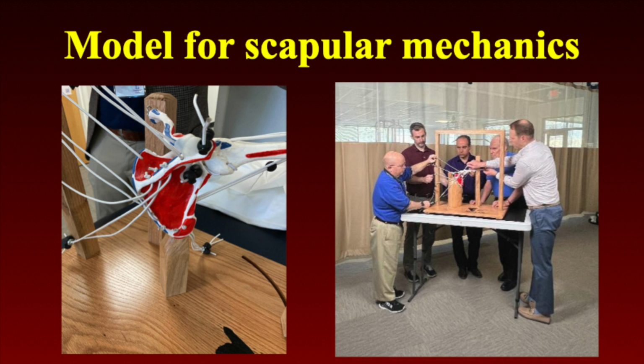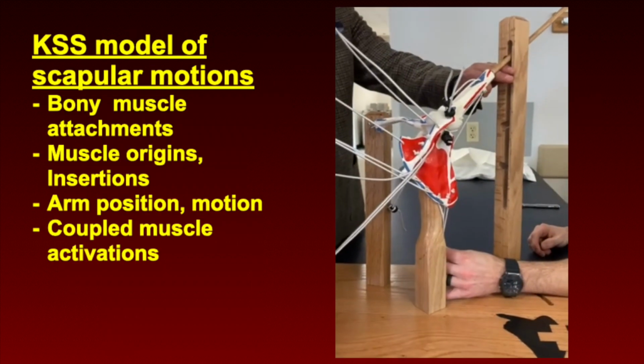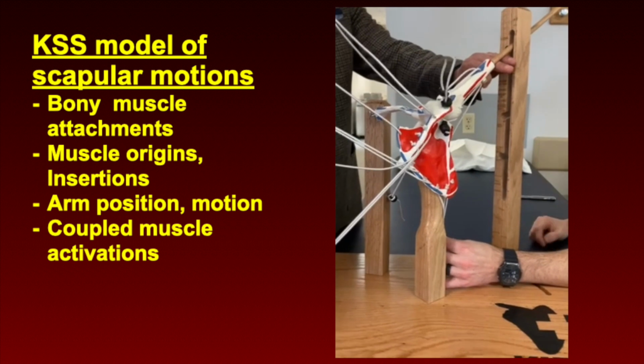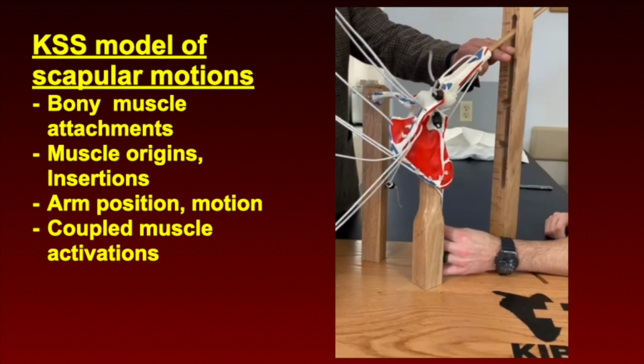You can see on the left, it's basically a scapula with all the muscle attachments and all the bony attachments. On the right, you can see it takes a lot of people to make this model work because there are so many muscles doing so many things around the scapula to make this work right. This is a little snippet of a video of how this actually works.